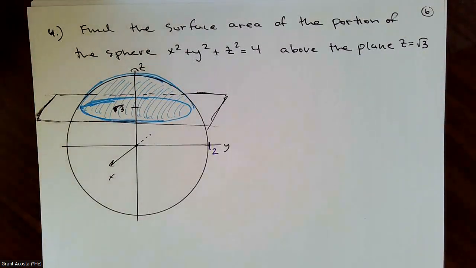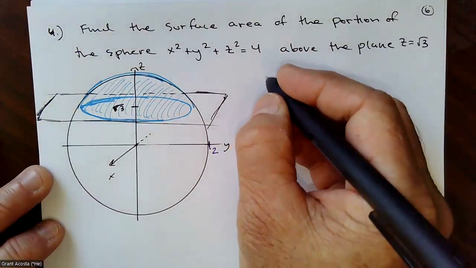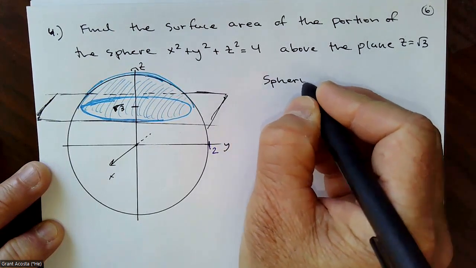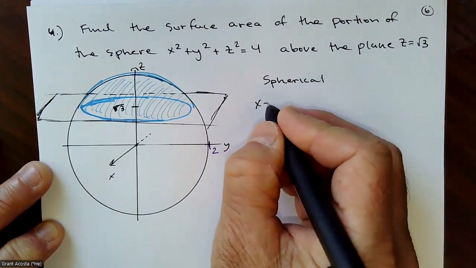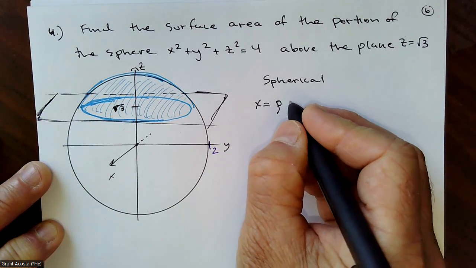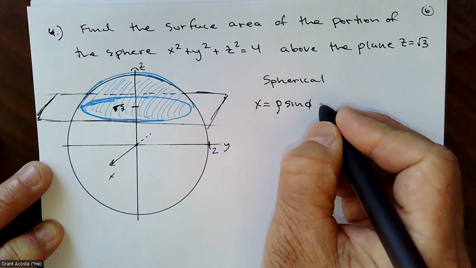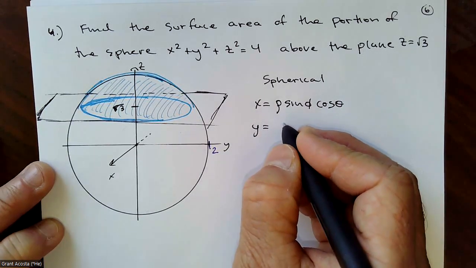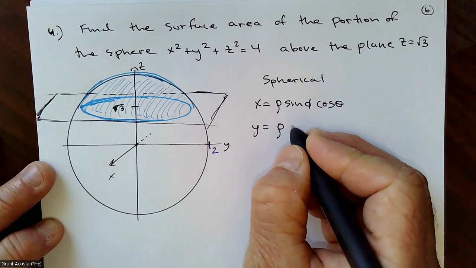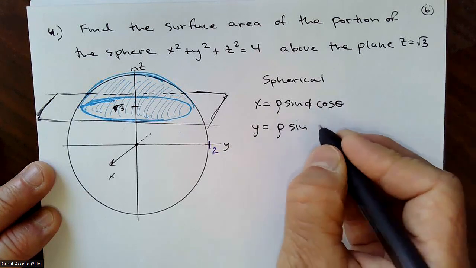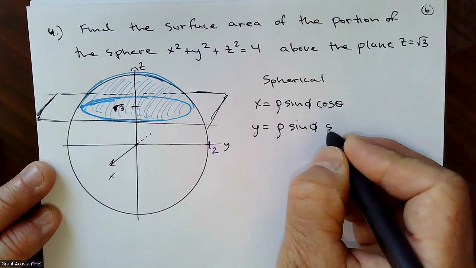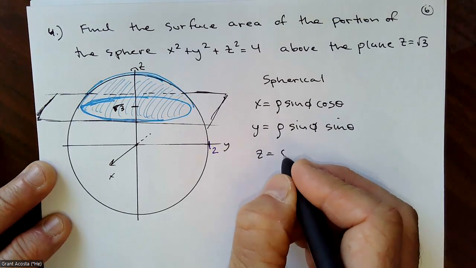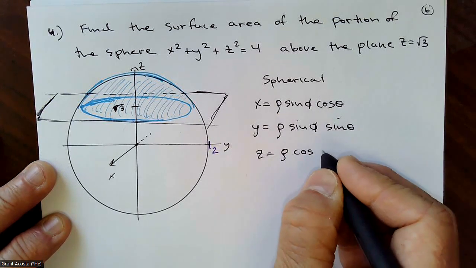So what we have to remember for our parameterization is we got to go back to spherical. Remember, in spherical, x is always rho sine phi cosine theta. If you're having trouble remembering these, go back and look in that section. Y is rho sine phi sine theta, and z is rho cosine phi.